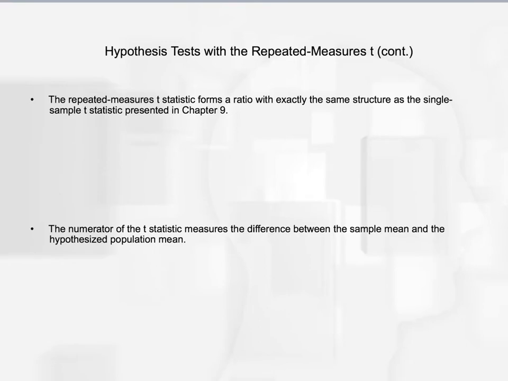And the repeated measures t-statistic forms a ratio, just as the independent samples t-statistic formed a ratio. In this case, we'll be doing t-tests. We'll only do t-tests with the repeated measures research design. The t-statistic that you compute will be computed by finding the mean difference between the two conditions or the two measurements and dividing it by the standard error of the mean difference.